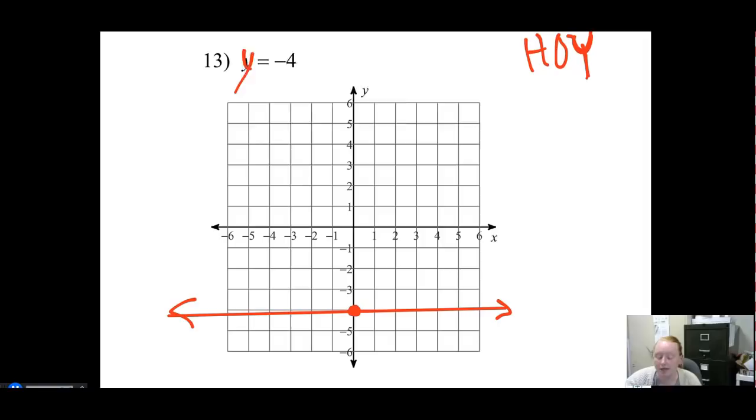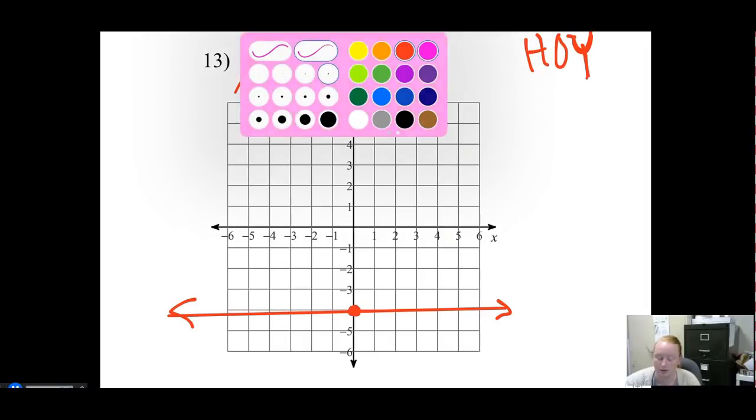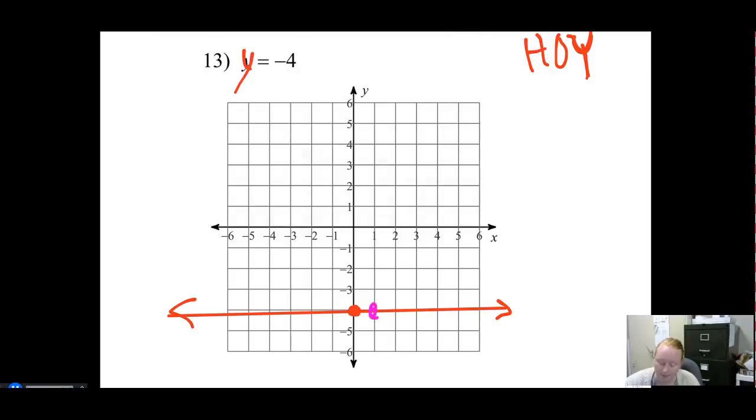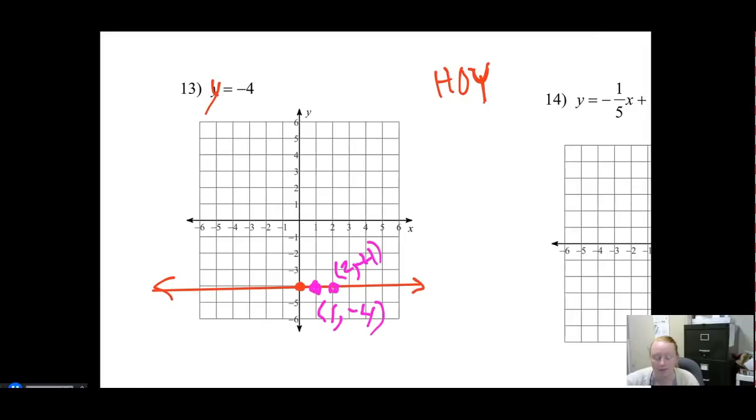You might also see teachers ask you to plot 3 points. So like here and here, where you knew that 2, -4 still had a y of 4, and where you knew that 1, -4 still had a y of 4, and then you could connect those dots. My line, as I move from left to right, does not go up, it does not go down. It is a 0 slope.